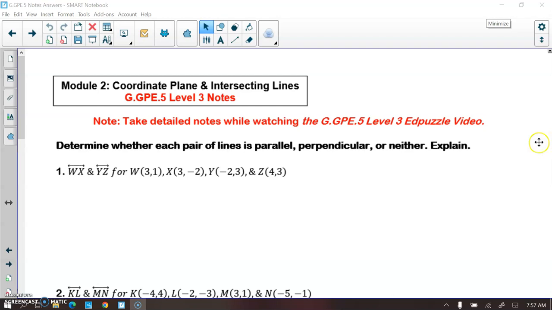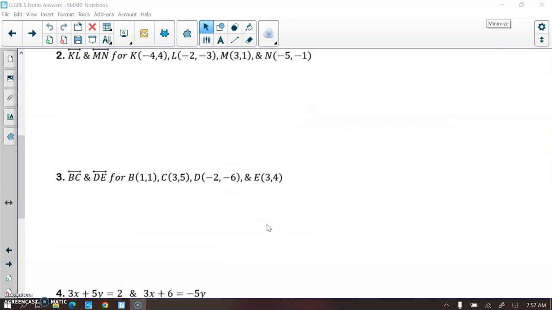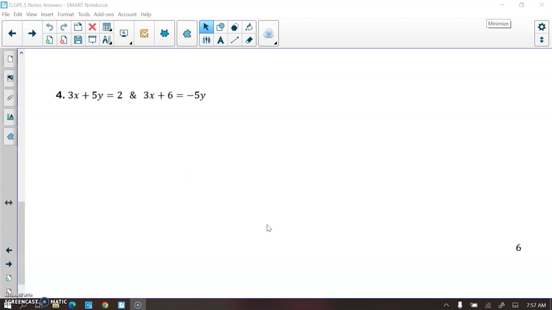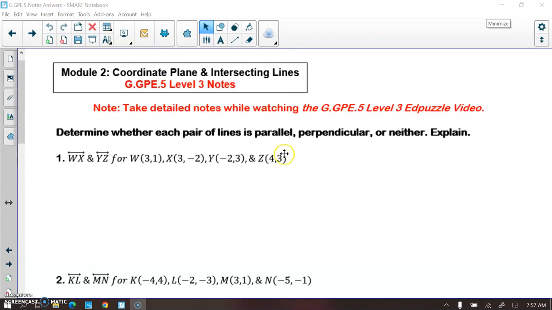Okay, so for level 3, numbers 1 through 4, sorry, are asking if the lines are parallel, perpendicular, or neither. So we need to find the slopes of each pair of lines. For number 1, we have line WX.